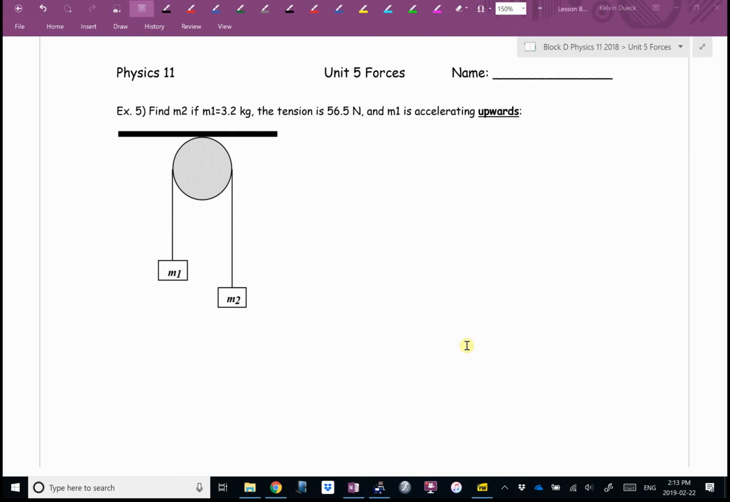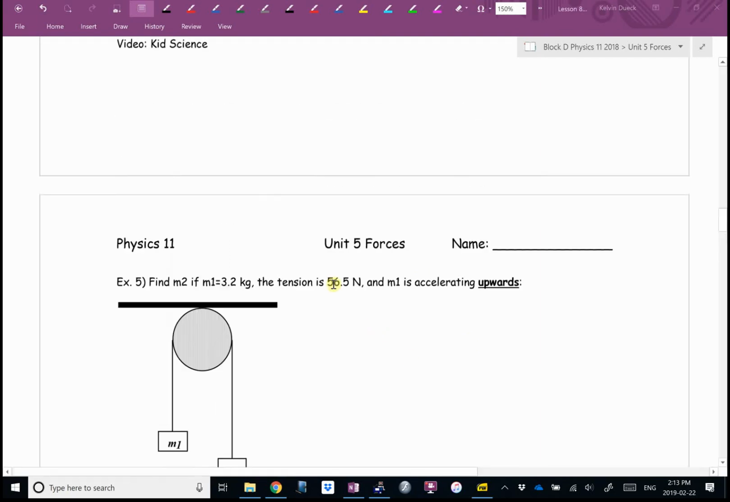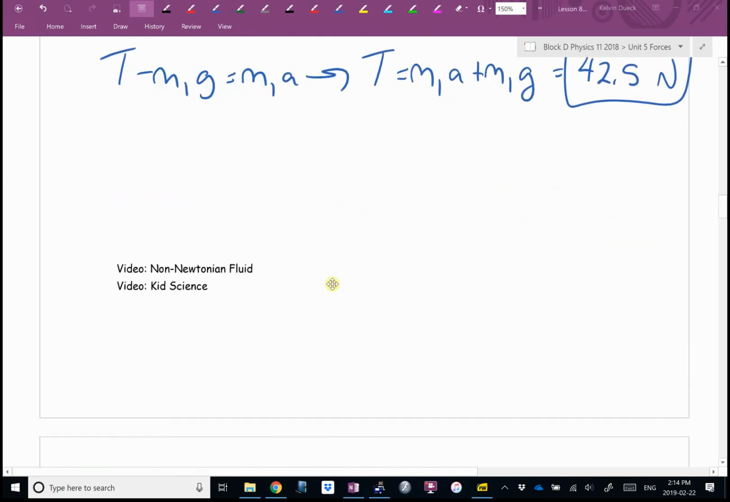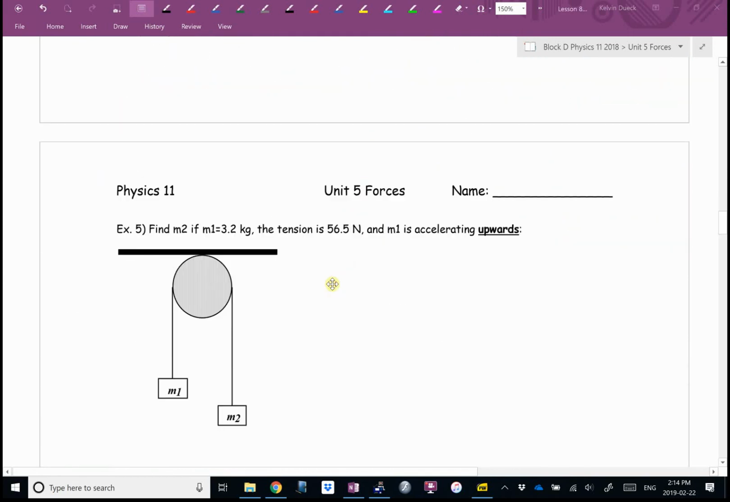In the previous question, I gave you both masses and said find the acceleration and find the tension. Here I'm reversing that. I'm giving you one mass and I'll either give you the tension or the acceleration, and we can find the other mass. Follow it?